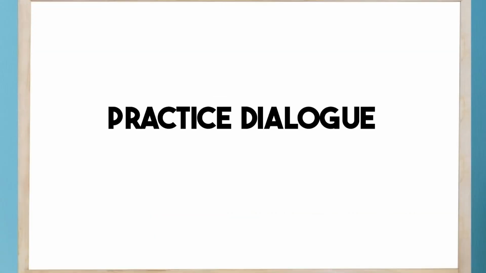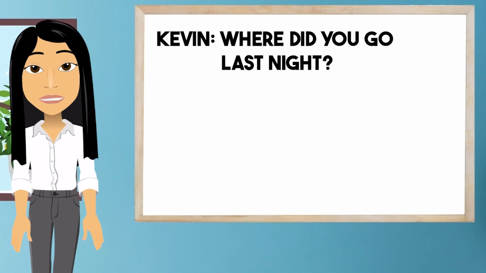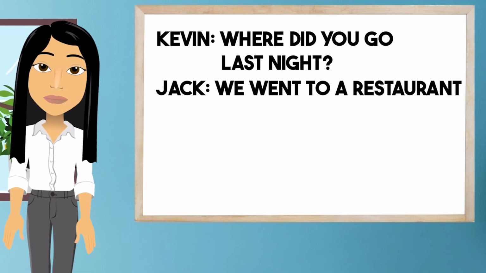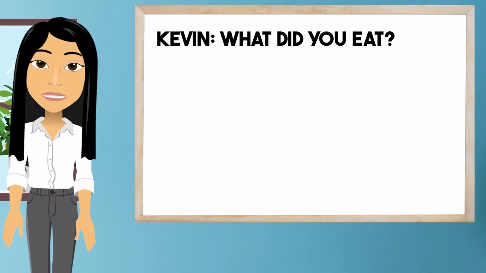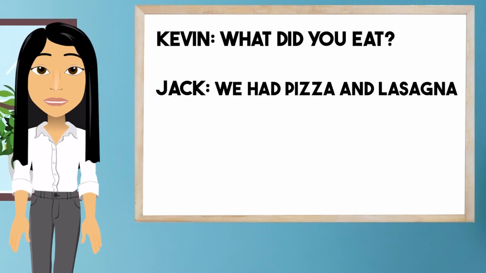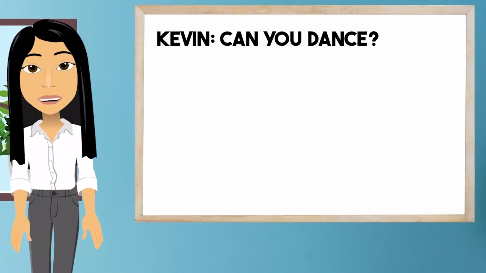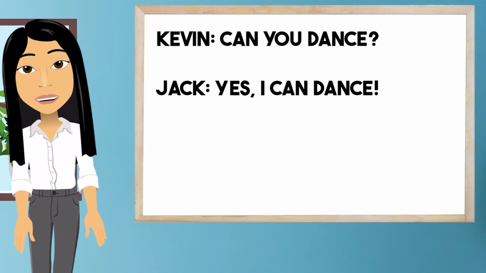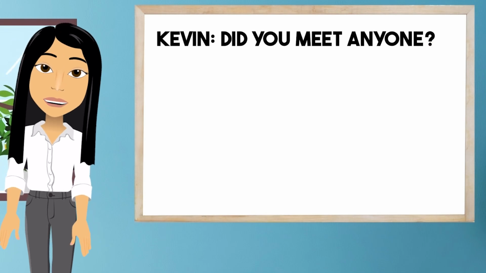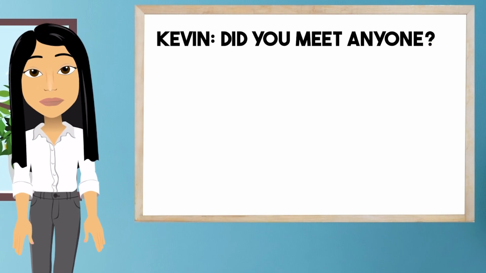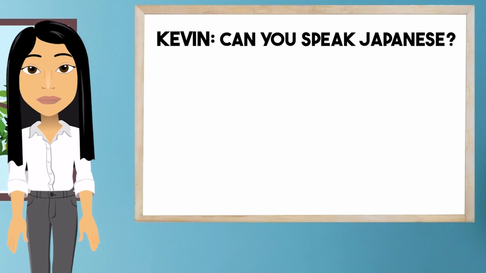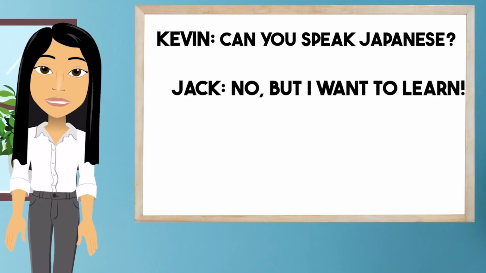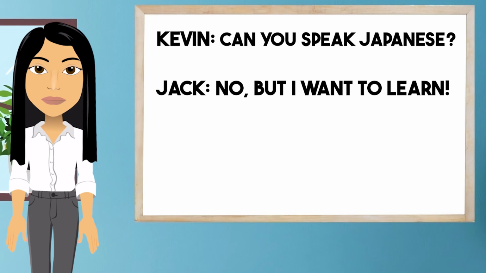Practice dialogue. Kevin: Jack, where did you go last night? Jack: We went to a restaurant. Kevin: What did you eat? Jack: We had pizza and lasagna. Kevin: Can you dance? Jack: Yes, I can dance. Kevin: Did you meet anyone? Jack: Yes, I met a Japanese friend. Kevin: Can you speak Japanese? Jack: No, but I want to learn.